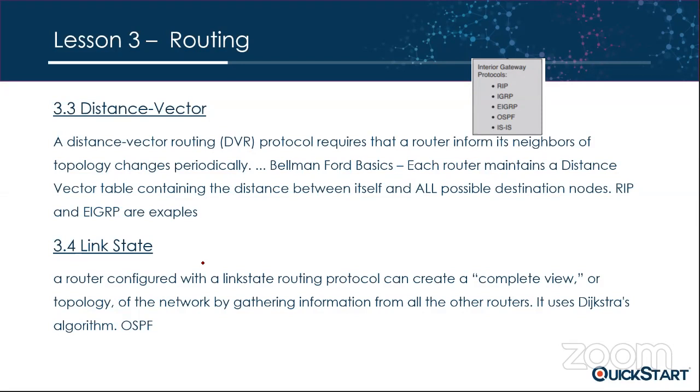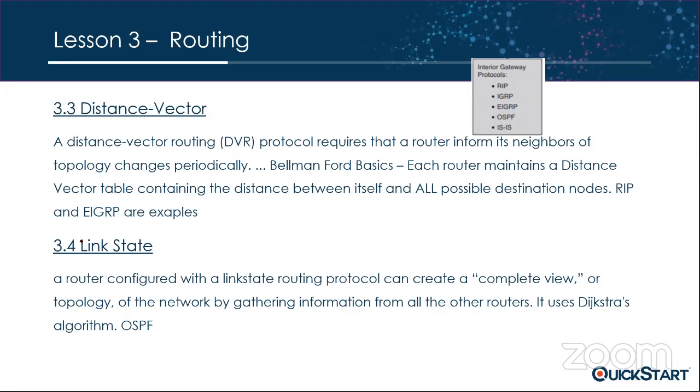So it gives updates of its information, what the best path is. The basic algorithm used in distance vector is Bellman-Ford. We're not going to discuss this because it's another topic in itself. Each router maintains a distance vector table containing all possible destination nodes. RIP and EIGRP are examples of distance vector.